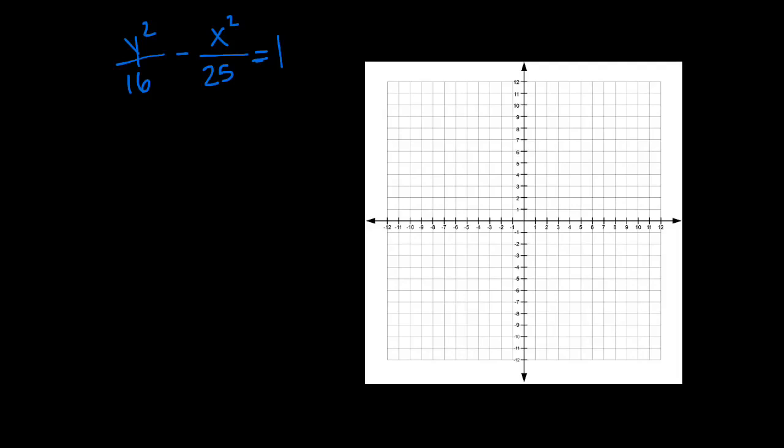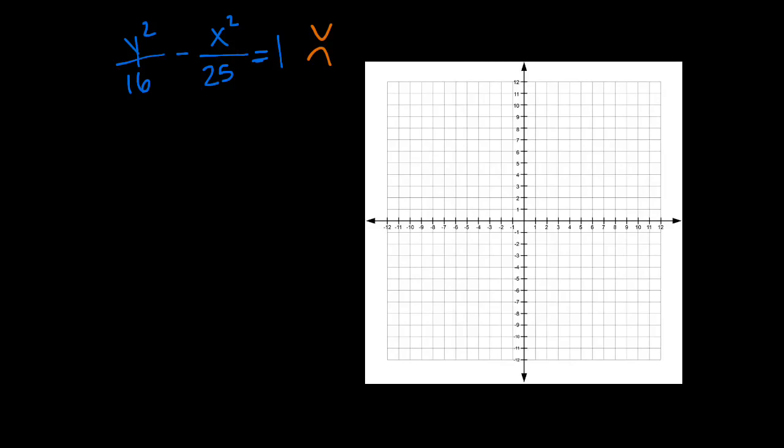In our next example, we have y squared over 16 minus x squared over 25 equals 1. So this is y squared minus x squared, which means this is going to open up and down. So let's get the points that help us draw that shape.